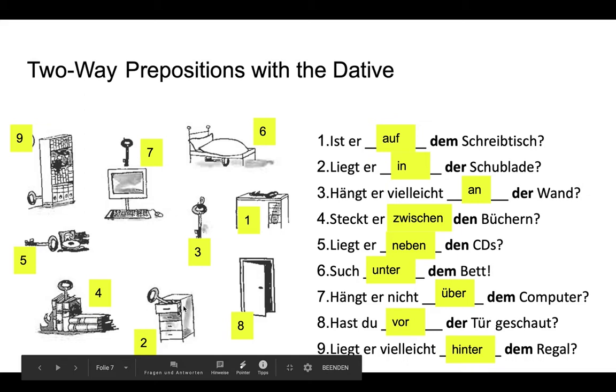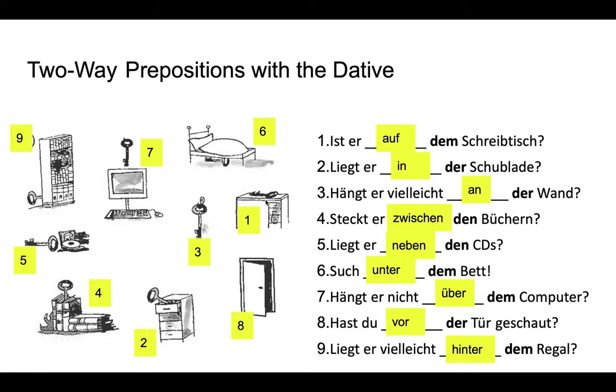Nummer 3, hängt vielleicht blank der Wand? Wand is wall. Here's the picture, and it's an der Wand. This gives you a good illustration of the difference between an and auf.